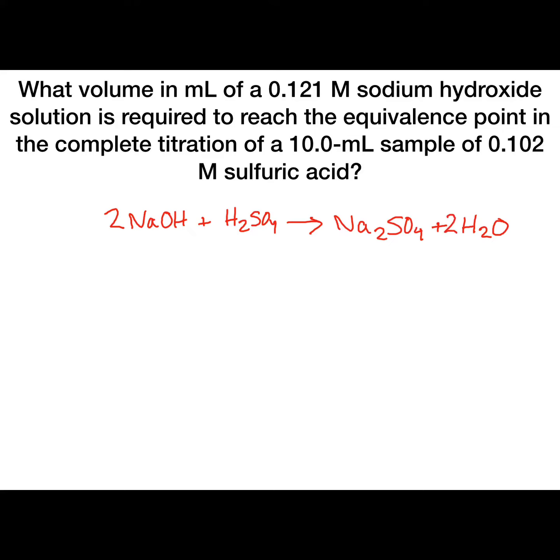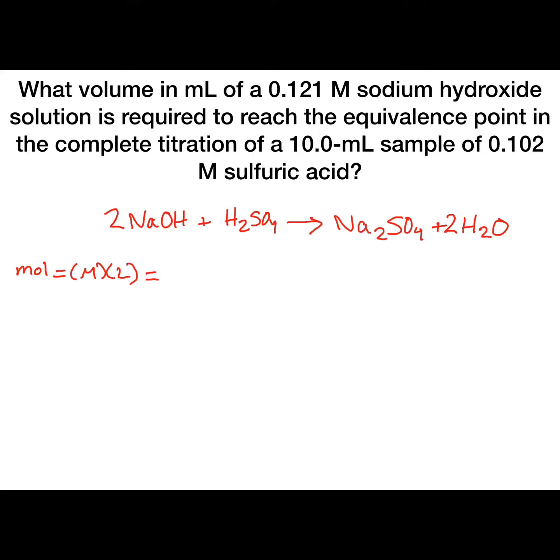Okay, so basically this problem is asking us to find the volume of the sodium hydroxide, but to do that we need to find the moles of our sulfuric acid first, and then we can use the moles of our sulfuric acid and do the mole-to-mole conversion using this balanced equation. So first of all, moles is equal to molarity times liters. So we're going to be finding the moles of our sulfuric acid first.